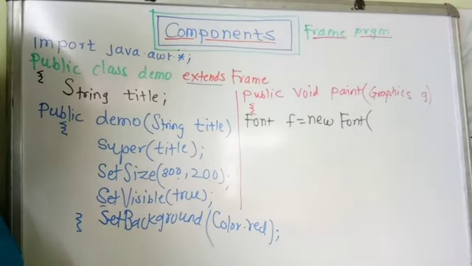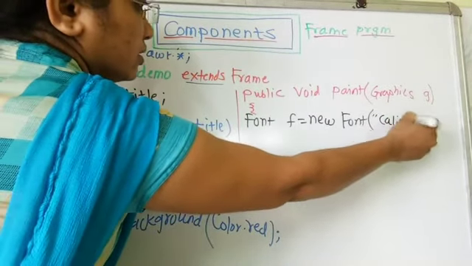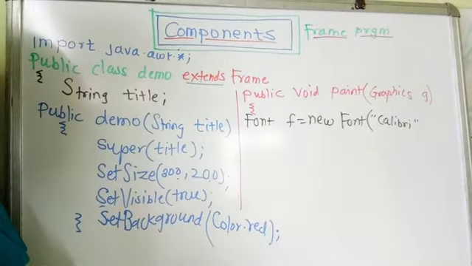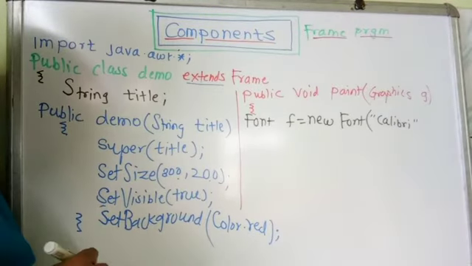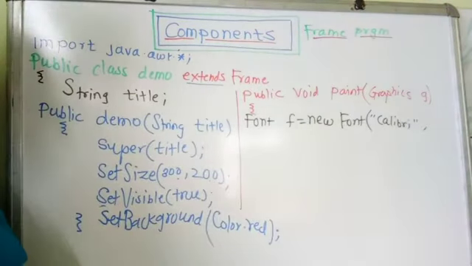Suppose we will take the Calibri font. So we will write its name in double quotes. We will complete the double quote, then put a comma for the other parameters.